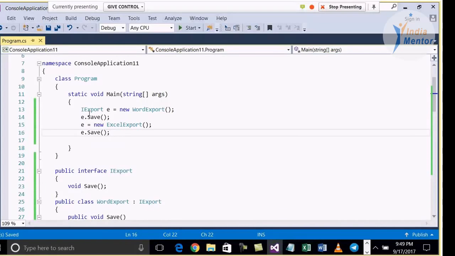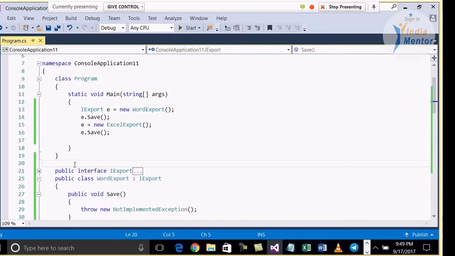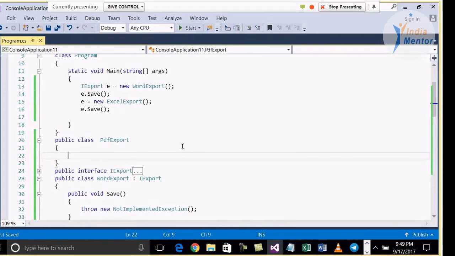Now let us say you want to do a PDF export. Now this PDF export component you got from a third party, and that third party says, I don't have a method Save, I have a method Export. So let us say you have a third party DLL which you are using in your project, like this: public class PDFExport. Now he does not implement your IExport. Neither can you change his code. When you get a DLL, you cannot manipulate the code, right? So now you get a method here saying public void Export.